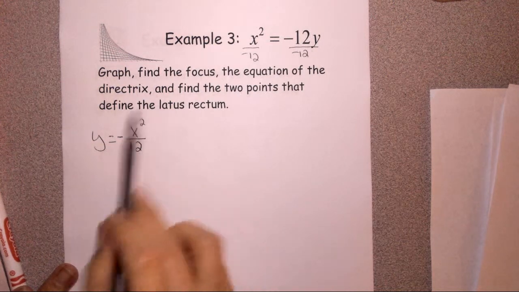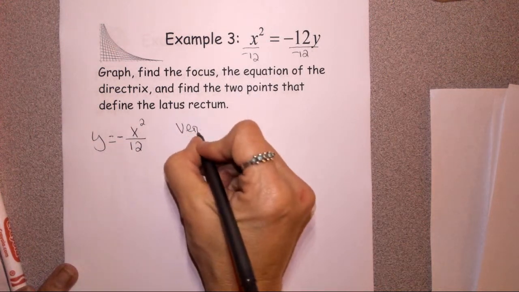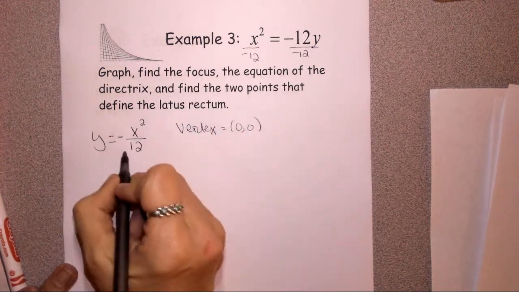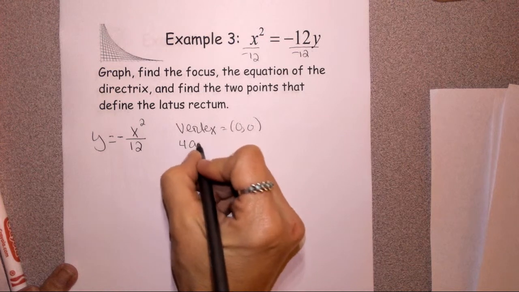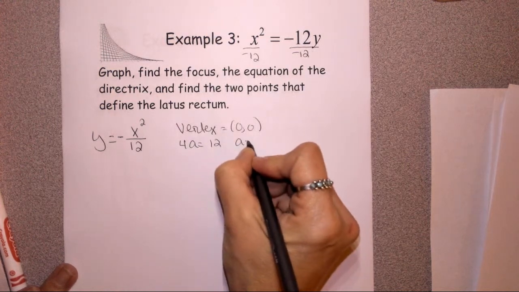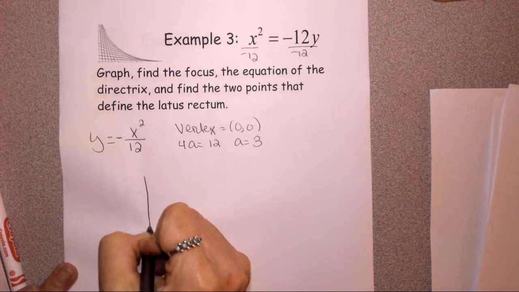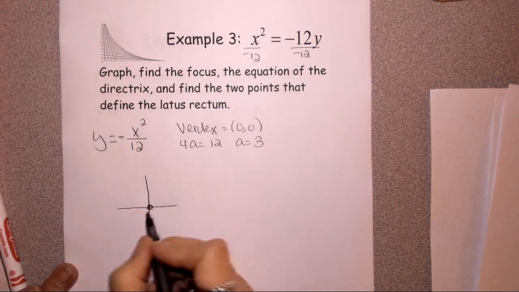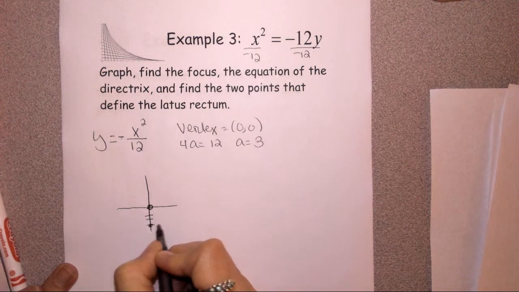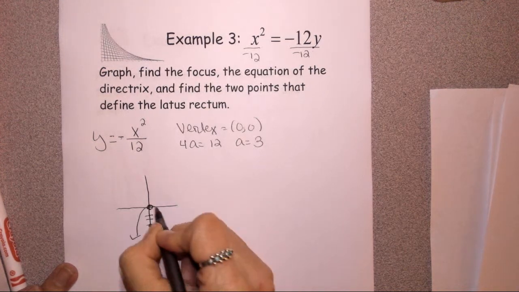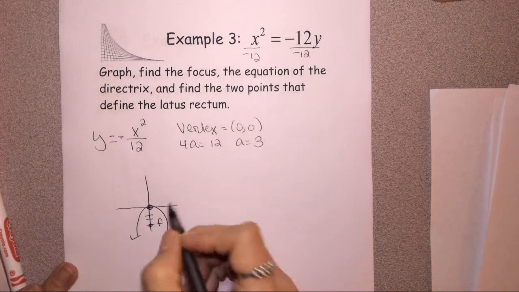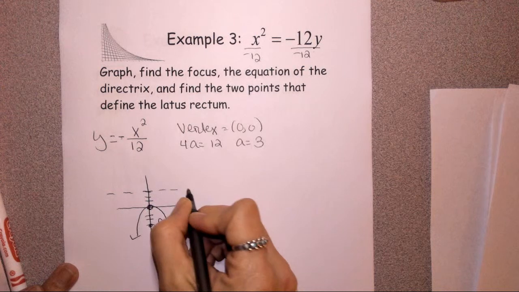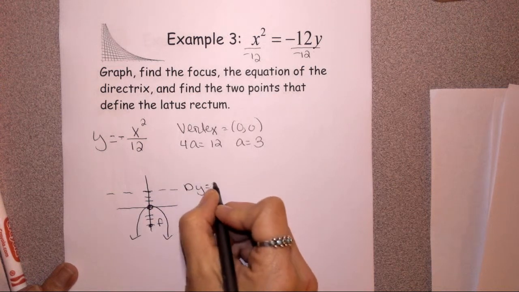I also know, because there's no parentheses, that my vertex is going to be at 0, 0. I know that 4a equals 12, so a equals 3. Okay, so I'm going to go ahead and graph now. I have a vertex at 0, 0. It's going to open down, so I go 1, 2, 3 down. That's my focus. Remember, the focus is always on the inside of the parabola. I'm going to go the opposite way, 1, 2, 3 up. And there is my directrix, and that equation is y equals 3.